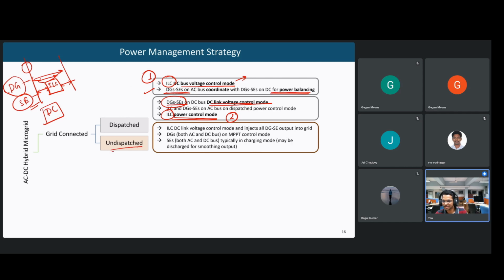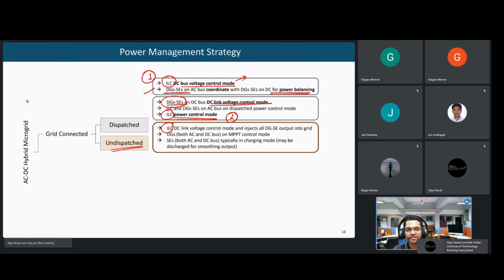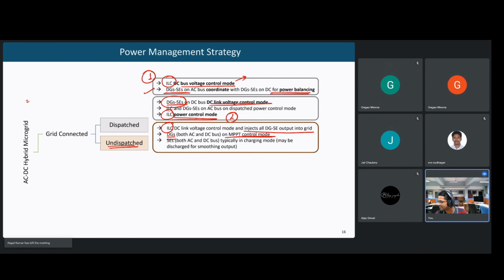Then in the undispatched case, the interlinking converter will operate in the voltage control mode and inject all the DC output into the grid. Because in undispatched, we operate these DGs in the MPPT mode. So we will extract the maximum output from wind and solar and feed it into the grid. So these DGs on both the AC and DC bus will operate in the MPPT control mode.